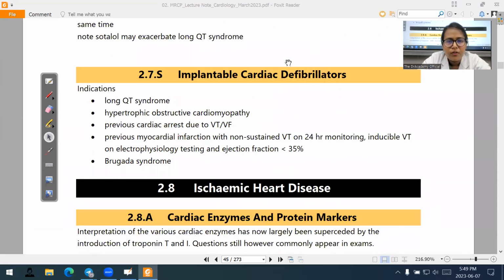Implantable cardiac defibrillator. Most of the genetic or congenital conduction abnormalities like long QT, HOCM, Brugada, and if there is previous cardiac arrest due to VT or VF. And this indication is a bit difficult to remember, but you can remember like after post-MI, in a post-MI patient for risk stratification, we go for the ETT. And on the ETT or exercise tolerance test, if you see non-sustained VT or inducible VT in an EPS, okay, and there is ejection fraction less than 35%, so we can go for the implantable cardiac defibrillator.